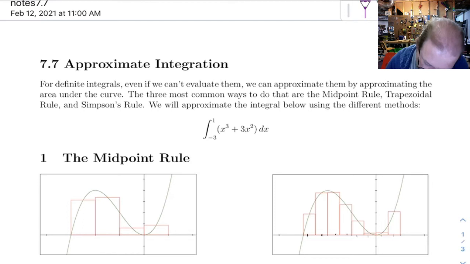Now, the midpoint rule is very similar to what you did in Calc 1 when you first started learning about integrals. So today I want to talk about the midpoint rule and do a little bit with it. We'll talk about the trapezoidal rule, but then we're going to focus on Simpson's rule pretty strongly because it's the best approximation of the three. So let's look at the midpoint rule.